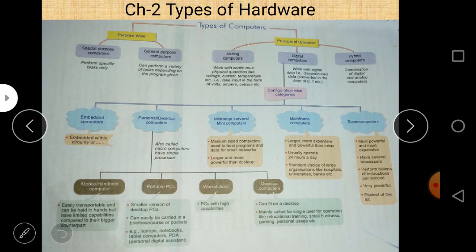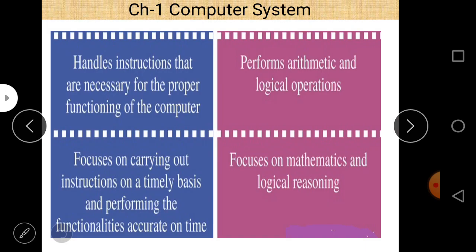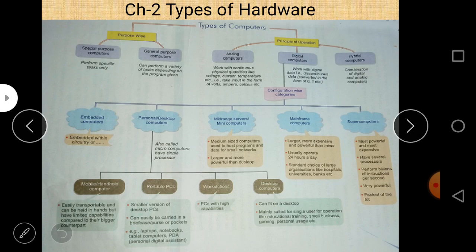Now, these are all the topics which we discussed in our previous lectures. So here I give you a quick revision of all these terminologies. If you want to know more, then just go to that video where these topics are discussed, and learn it. And second is chapter 2, types of hardware.